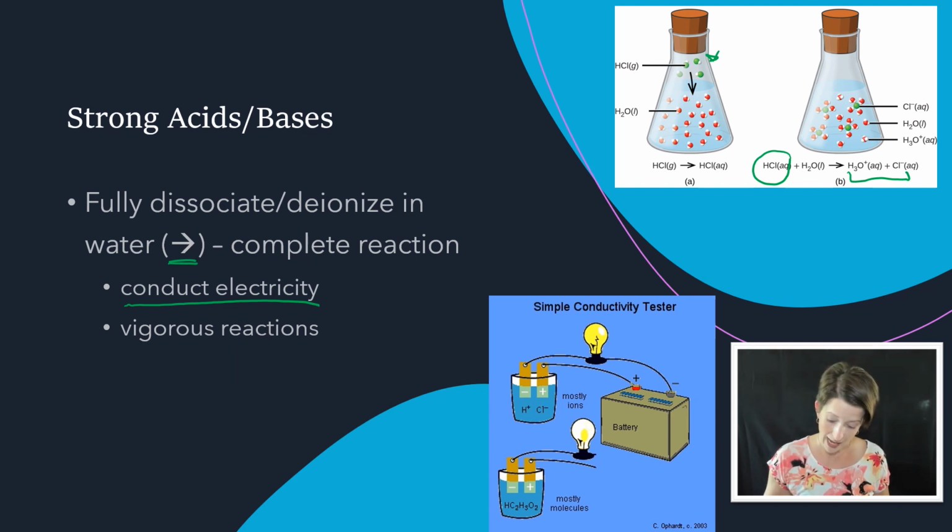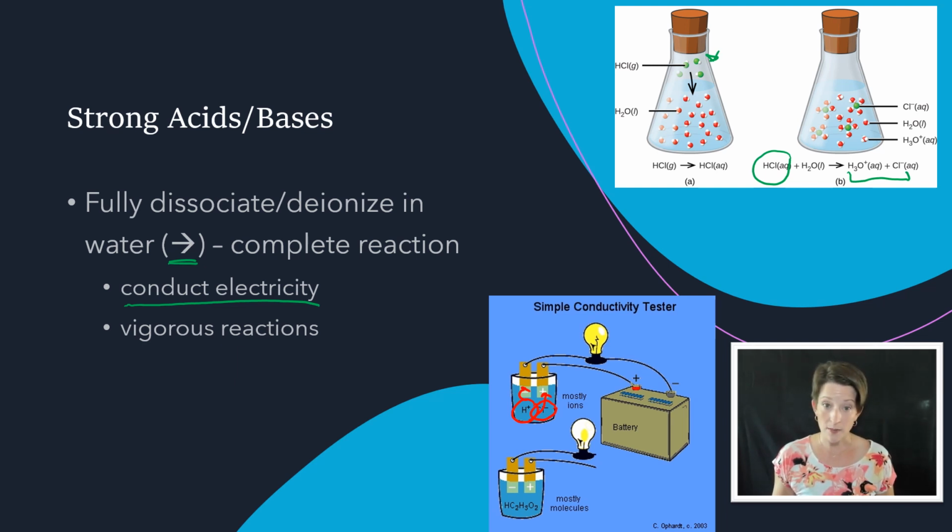However, what happens is chlorine, because it's negative, is going to physically move towards the positive cathode. The hydrogen, which is positive, is going to physically move to the negative anode. That movement is what closes the circuit and conducts electricity. So now the light bulb is going to turn on, and it's going to be really bright. Weak acids and bases cannot do this as well, as I'll show in the next slide.